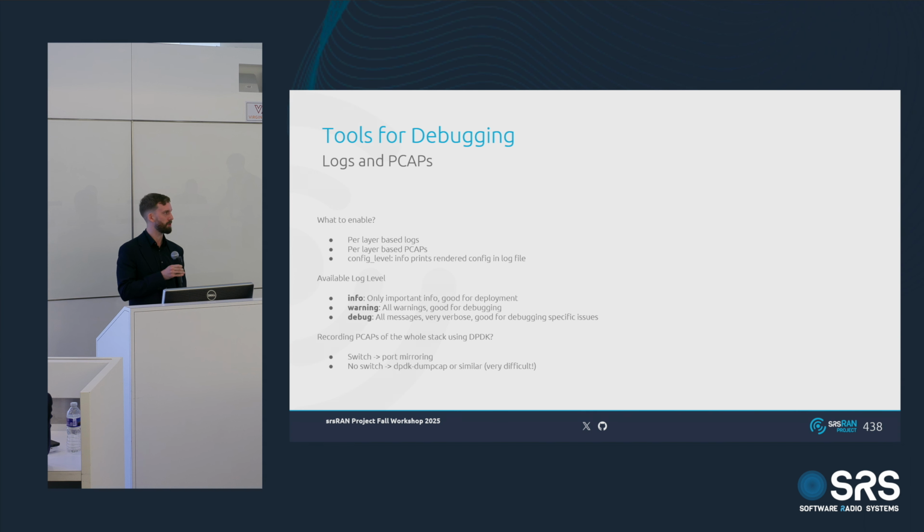there, just without DPDK. In case you don't have a switch and you need to record PCAPs directly on the DPDK interface, you can use dpdk-dumppcap, but it's very difficult to set this up. So if you have a switch, try this first.